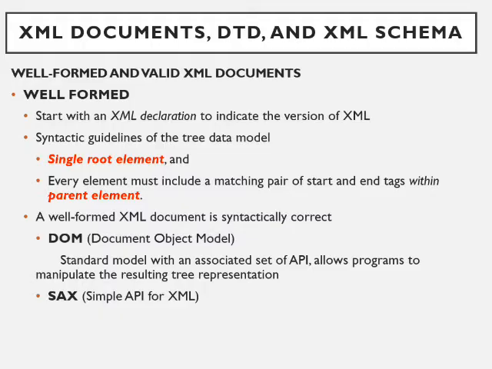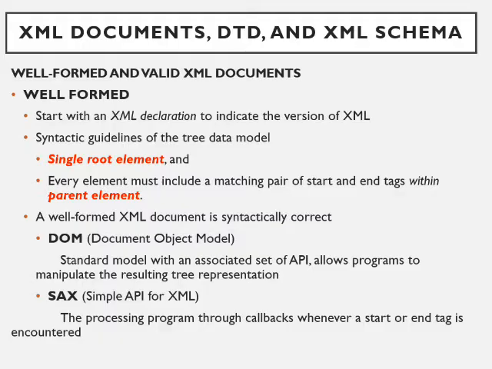To create an internal tree representation, there are two models. One is DOM, another one is SAX. DOM is abbreviated as Document Object Model, a standard model with an associated set of APIs that allow the program to manipulate the resulting tree representation. SAX is abbreviated as Simple API for XML. This notifies the processing program through callbacks whenever a start or end tag is encountered. It is called event-based processing, where it is easy to process large documents, that is, streaming of XML documents is easy.